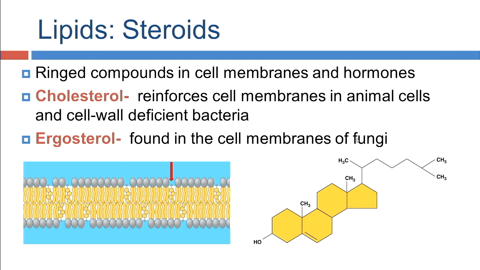Ergosterol is important in the cell membrane of a fungi. It can be important in cell wall deficient bacteria. In your bodies, it's important because it's a precursor to a ton of hormones, like testosterone and estrogen, and all of the prostaglandins.